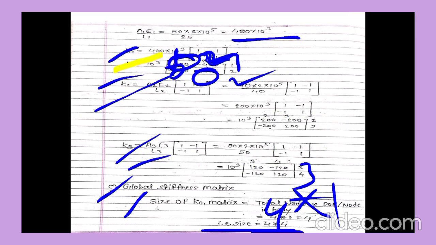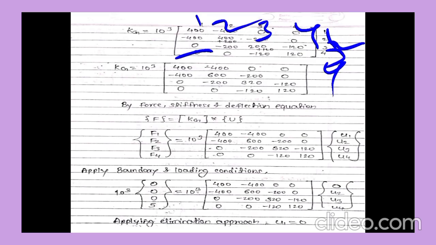Then after that, this second and third will be placed inside this global stiffness matrix, and the others will be 0 because the values of other positions are not mentioned. Okay, so that will be taken as 0.